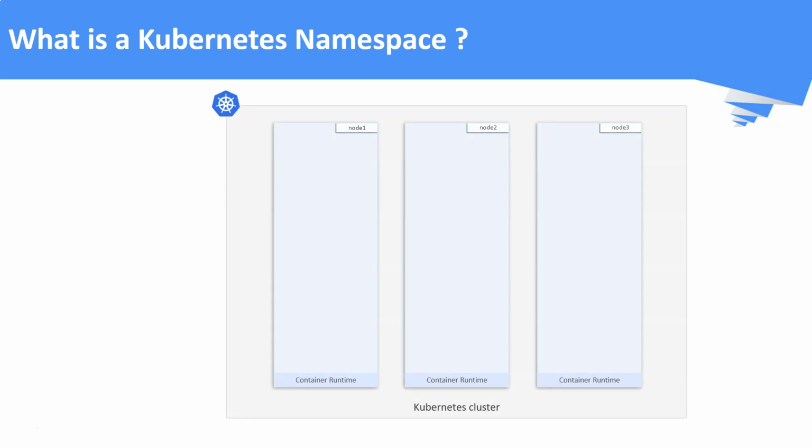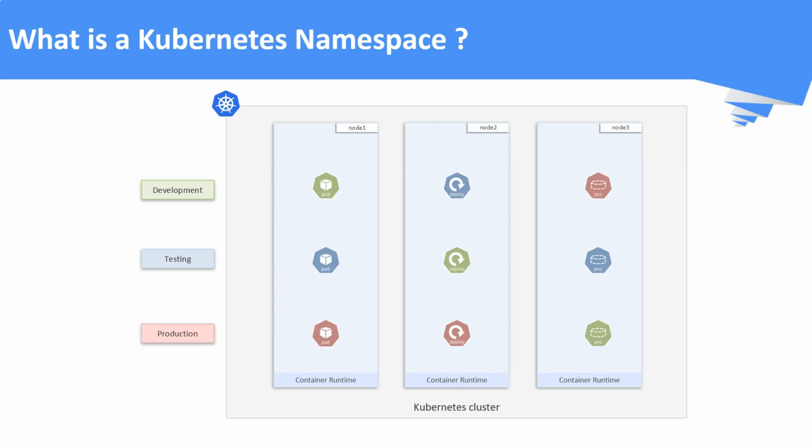Let us consider this example. Suppose we have a cluster which should be used for development, testing and production. Deploying all these three environment resources in a single cluster makes life in Kubernetes so complex. Just like this.